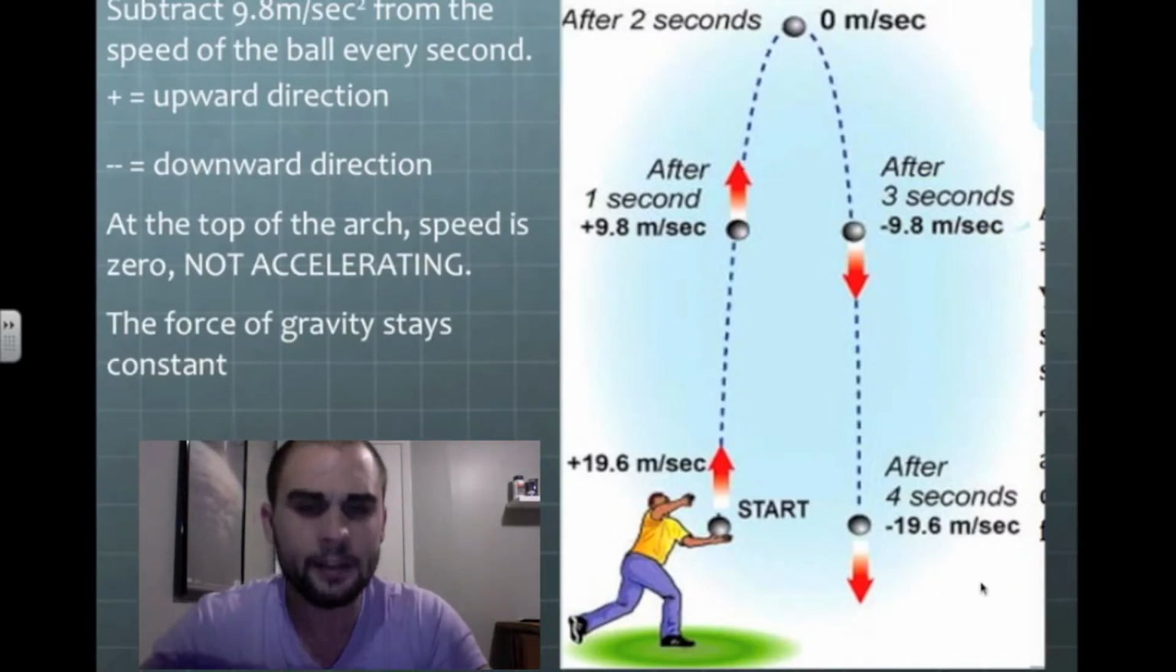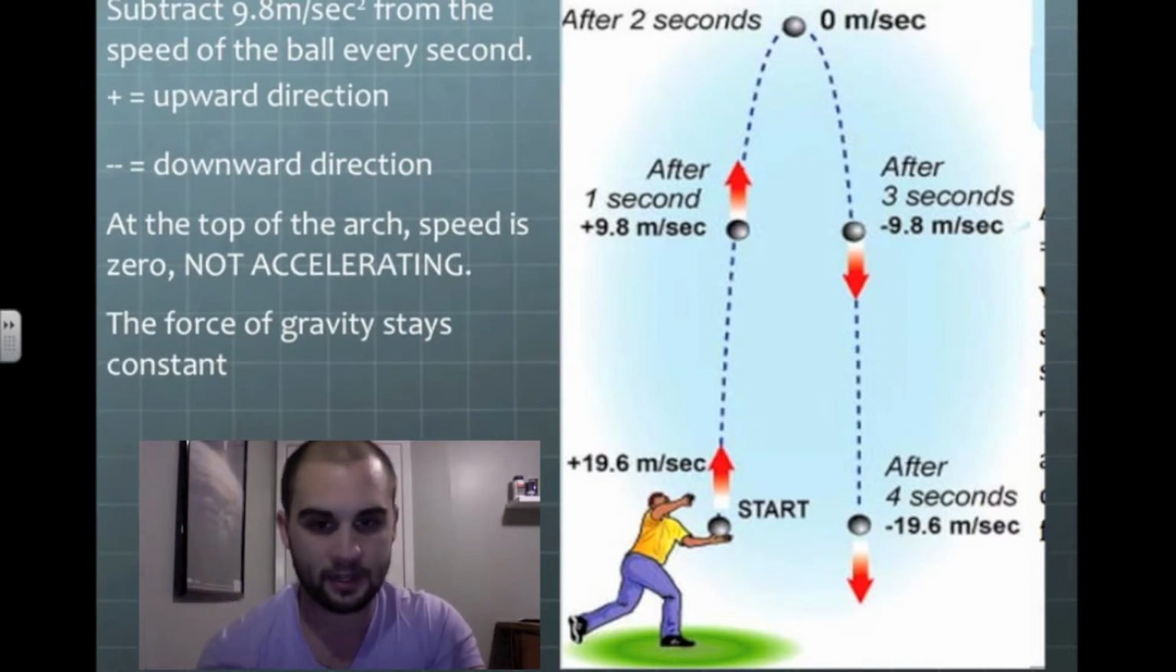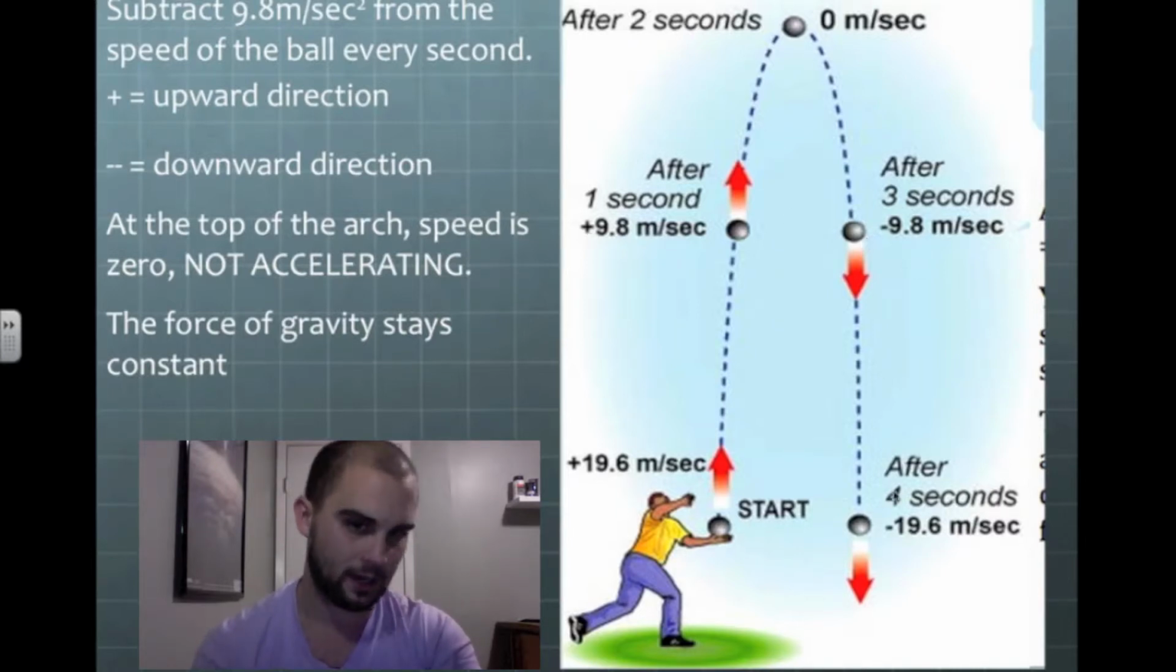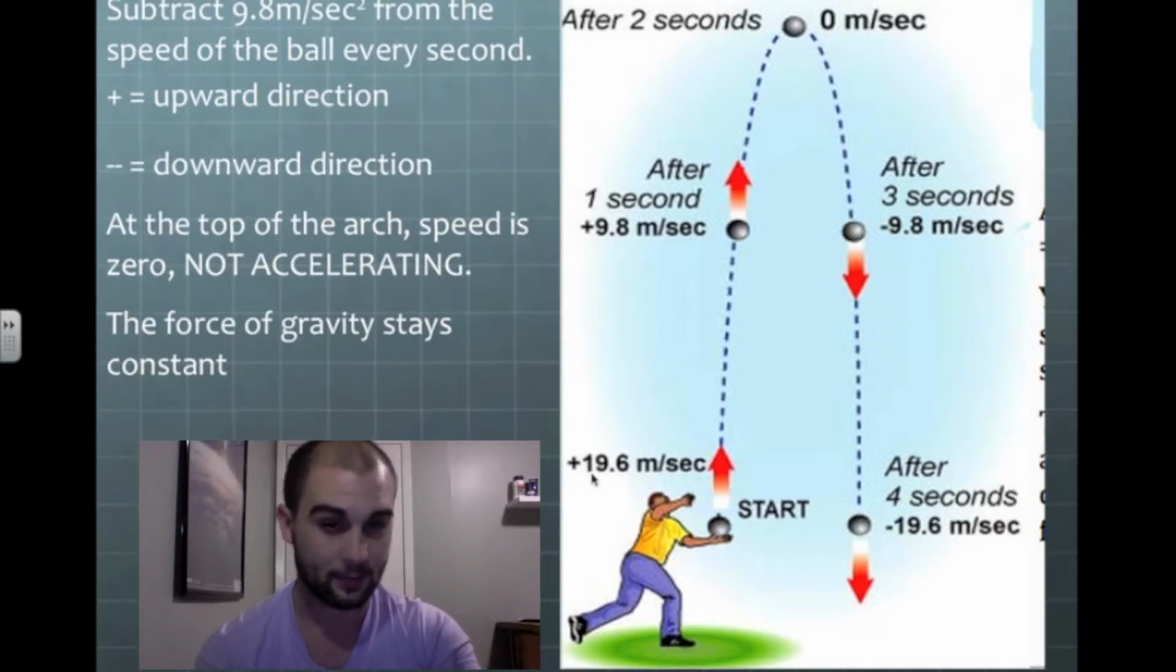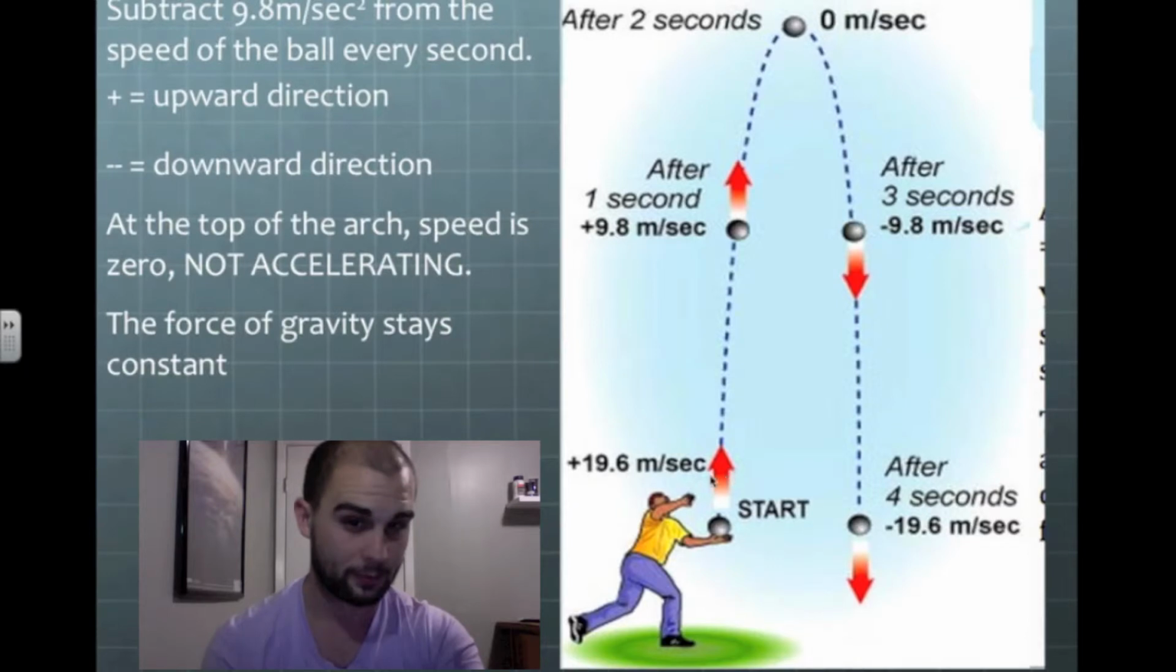Alright, so I want to point some things out. This plus and this minus, they're not negatives and positives. They're representing direction. So this is going in an upward direction, the pluses show that. This minus shows that it's going in a downward direction. So this guy applies a force to this ball, and it's accelerating at 19.6 meters per second squared.